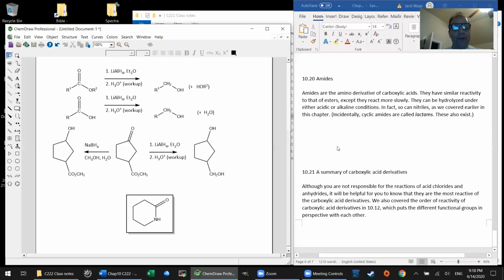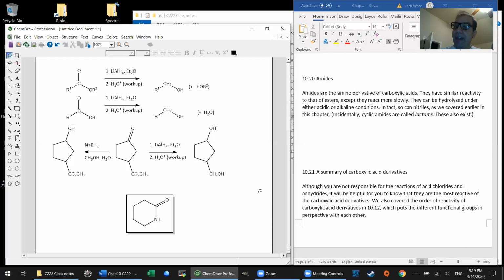The last acyl derivative we should cover, and we've already mentioned a lot about them, is amides. Amides are, of course, the amino derivative of carboxylic acids. They're quite similar to esters, though I would have to give the edge to esters in terms of being a little bit more reactive. So amides react a little bit more slowly than esters. Amides can still be hydrolyzed, just like esters can, under either acidic or alkaline conditions. And just like with esters, just like with nitriles, the major organic product will be the corresponding carboxylic acid.